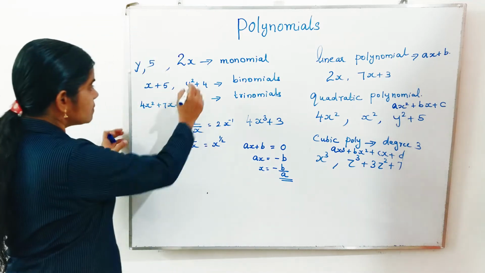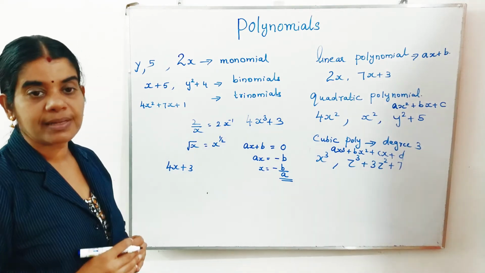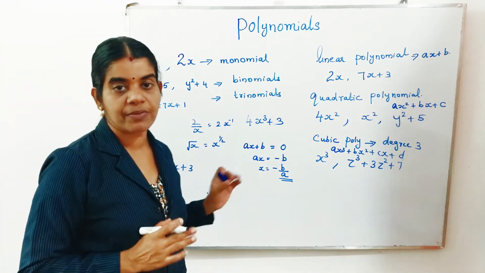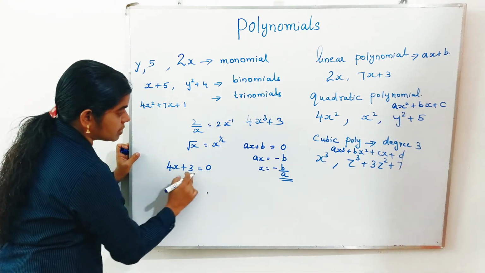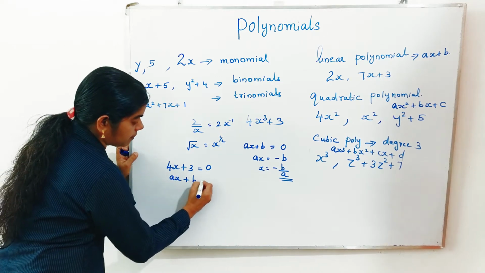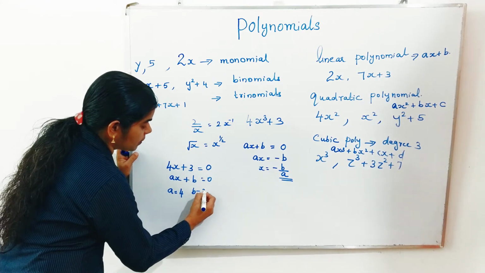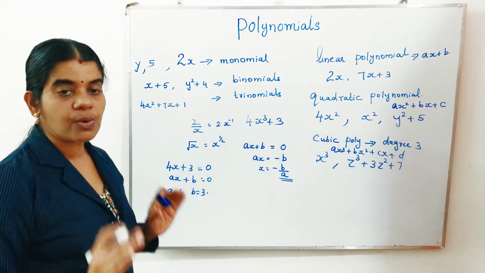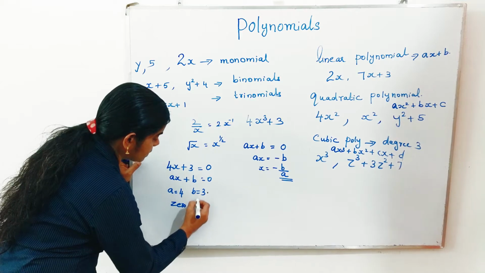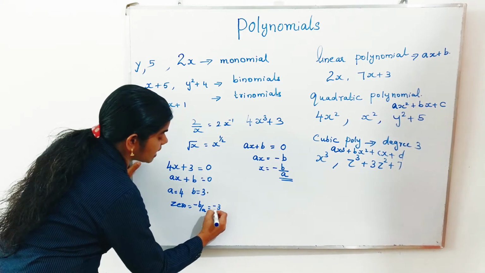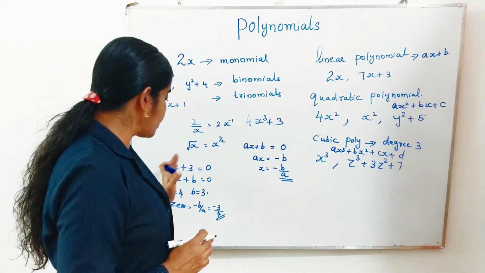For example, first I am taking 4x plus 3. This is the linear polynomial given. You want to find the zero or root of the given polynomial. For this, we will write this equal to 0. Thus, in the form of ax plus b, just compare: a equal to 4 and b equal to 3. So, we already studied that the zero of a linear polynomial is minus b by a. So minus 3 by 4 will be the zero of the linear polynomial 4x plus 3.